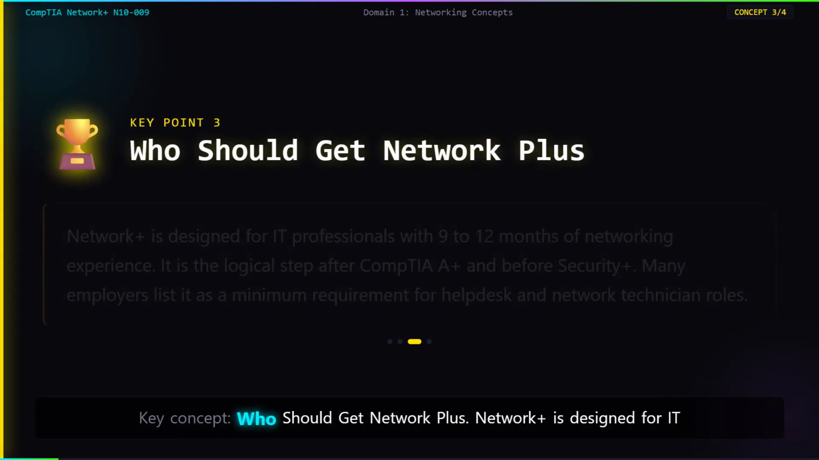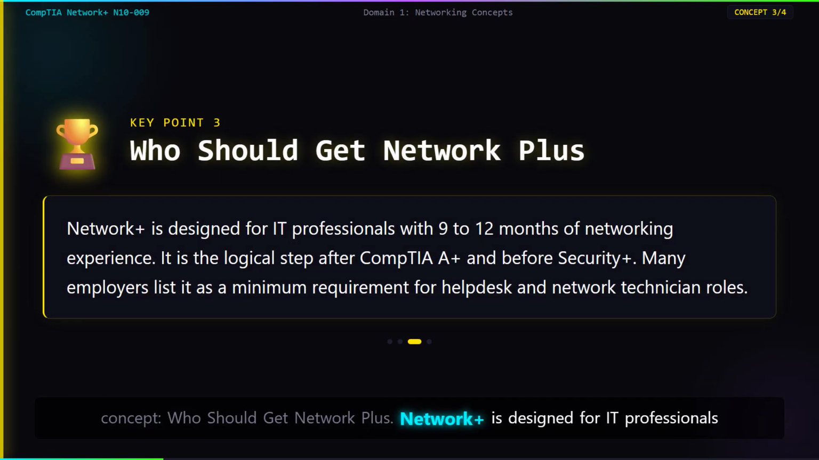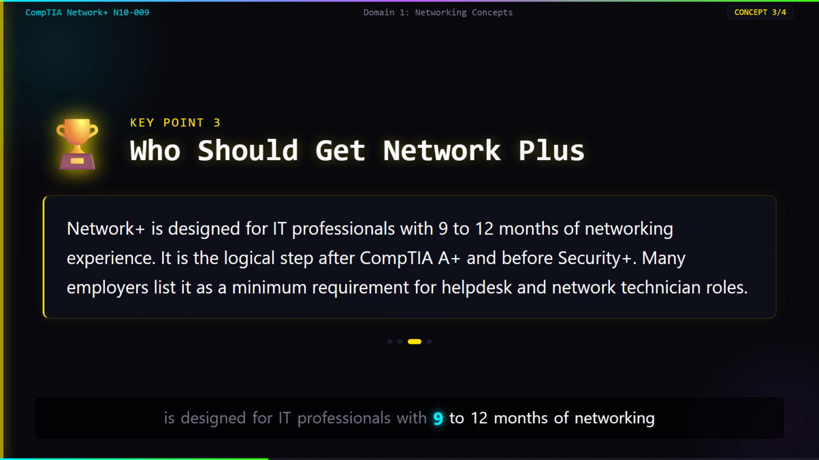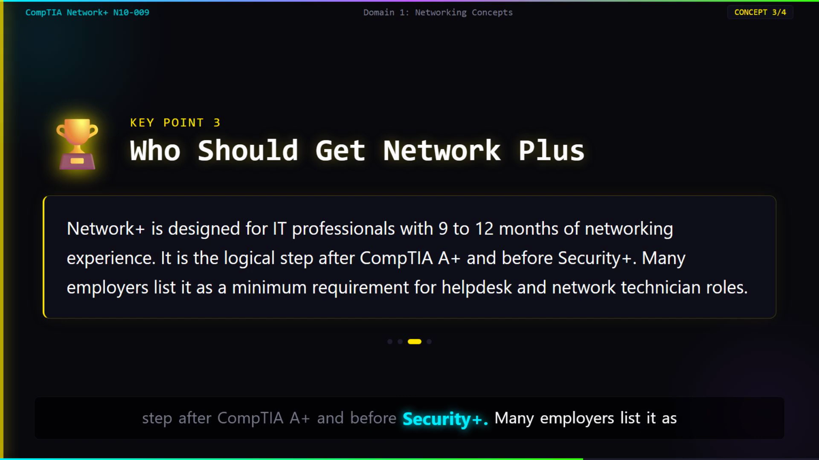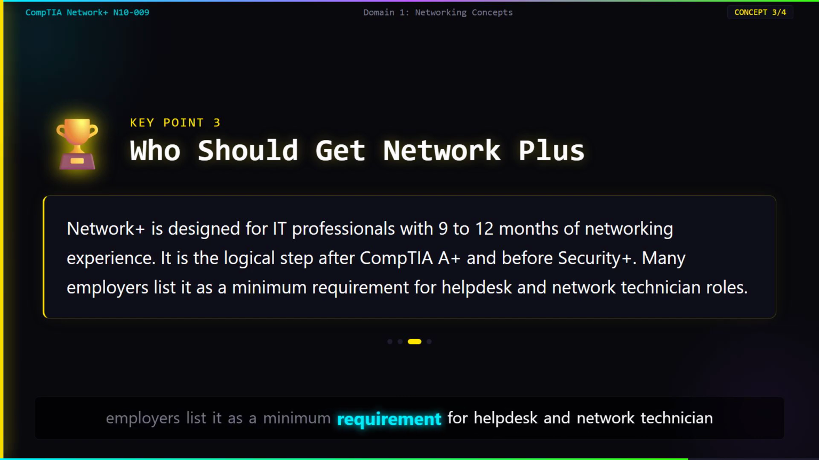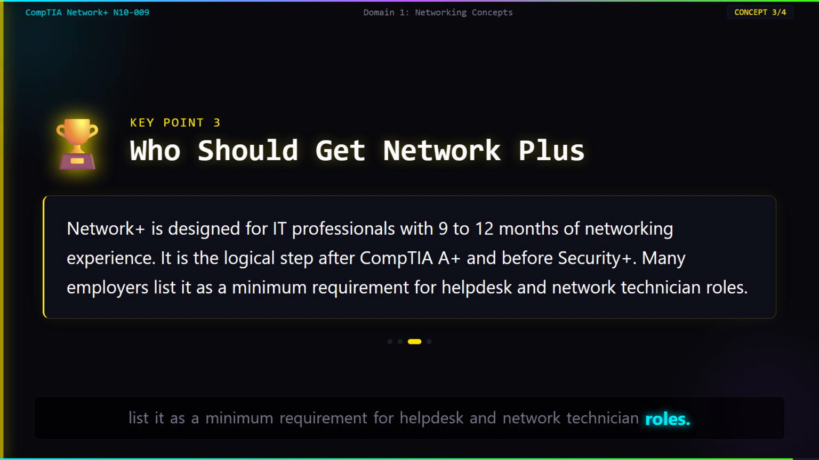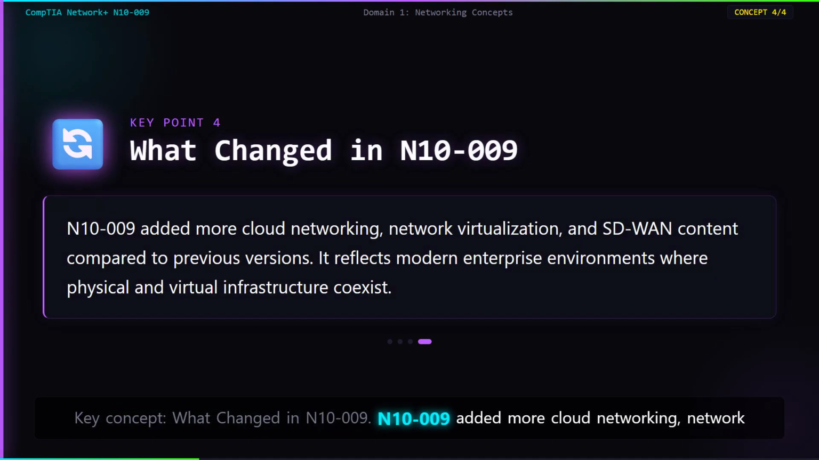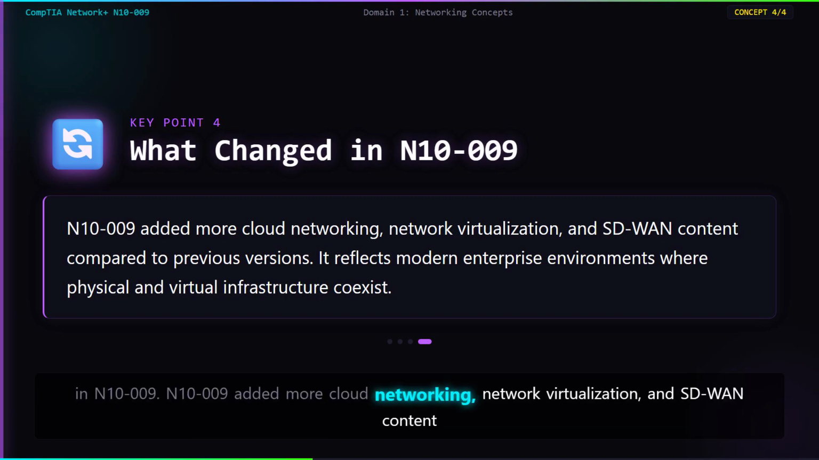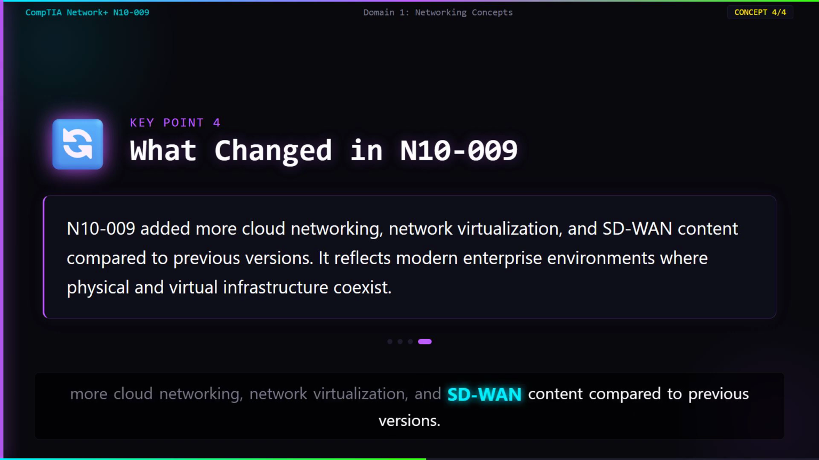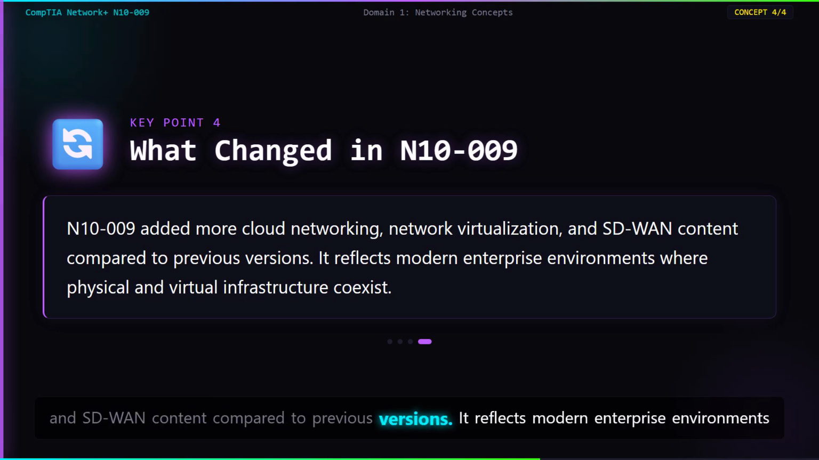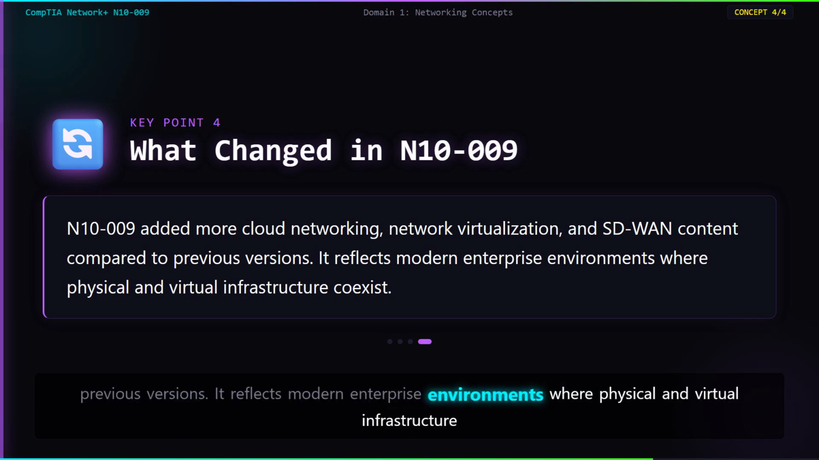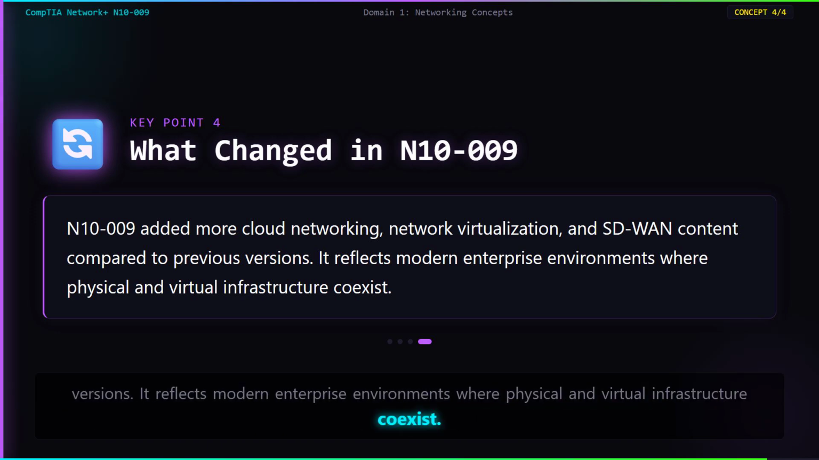Key concept: who should get Network Plus? Network Plus is designed for IT professionals with 9 to 12 months of networking experience. It is the logical step after CompTIA A+, and before Security Plus. Many employers list it as a minimum requirement for help desk and network technician roles. Key concept: what changed in N10-009? N10-009 added more cloud networking, network virtualization, and SD-WAN content compared to previous versions. It reflects modern enterprise environments where physical and virtual infrastructure coexist.